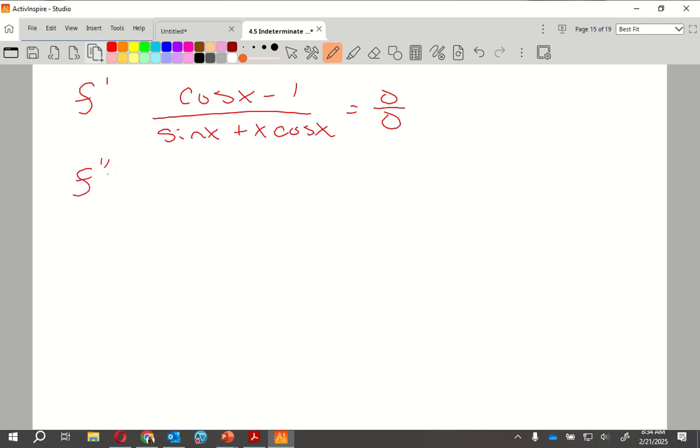So derivative of the top is going to be, derivative of cosine is negative sine x, derivative of that goes to 0. Right here, derivative of sine is cosine x. Now this is a product rule for this one, so this is plus the product rule, which is going to be cosine x times 1 plus x times negative sine x.